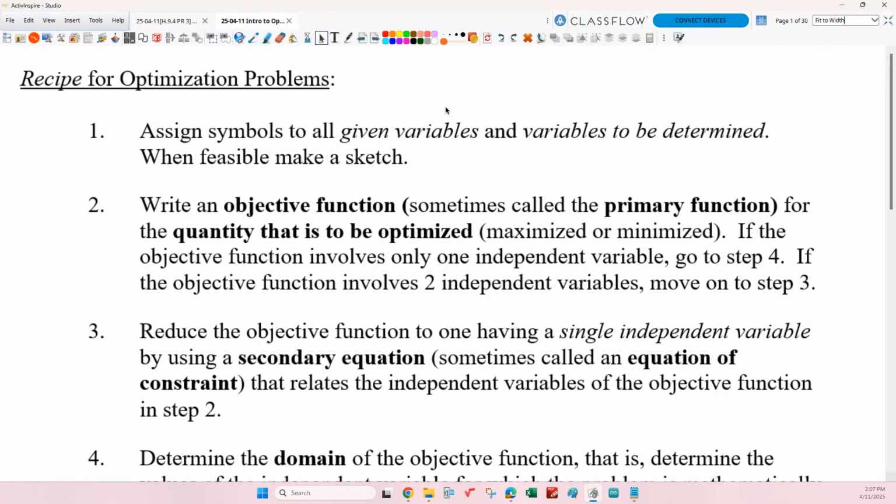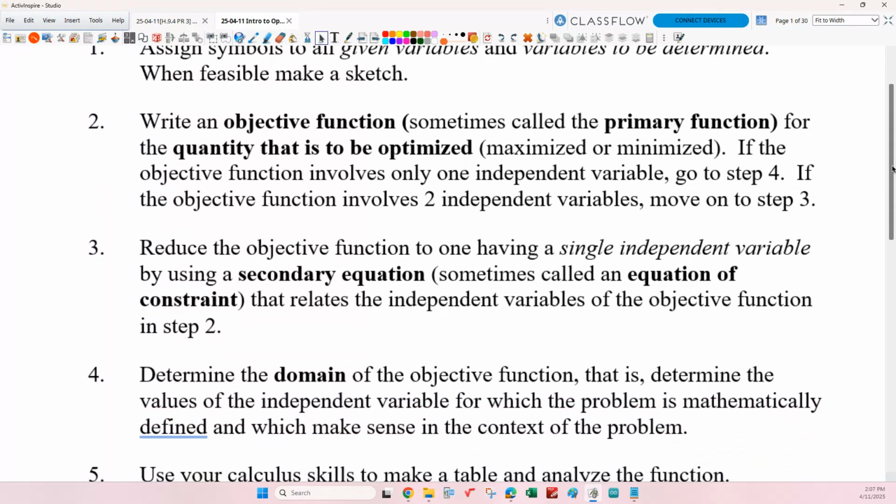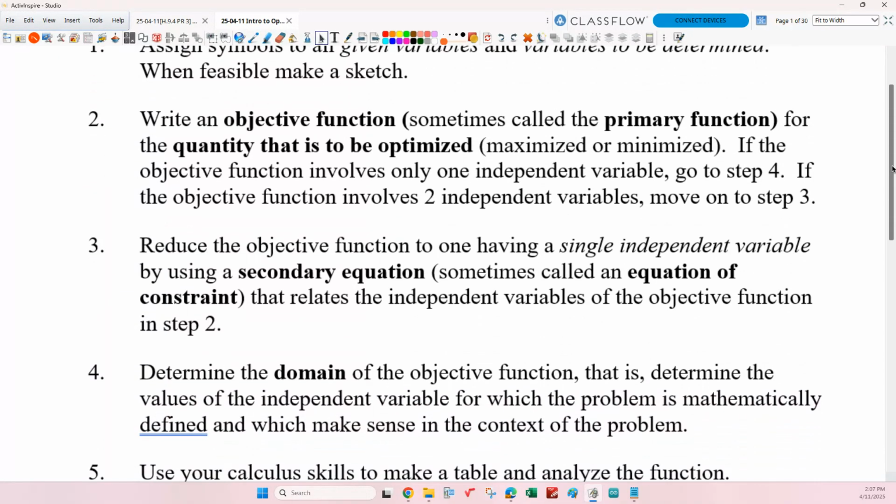So when we're optimizing, we're trying to maximize or minimize some quantity. Step one is kind of like it was with related rates. We want to get a picture if we can. We want to assign variables, what's given to us, what we are trying to find, all that stuff. Step two is where we're going to write the objective function, sometimes called the primary function.